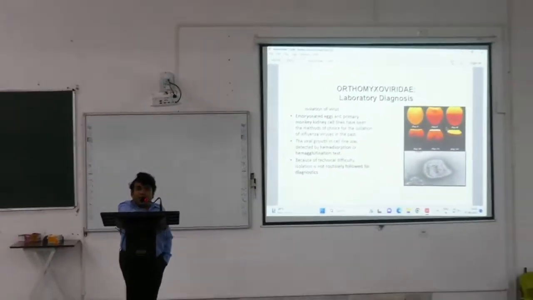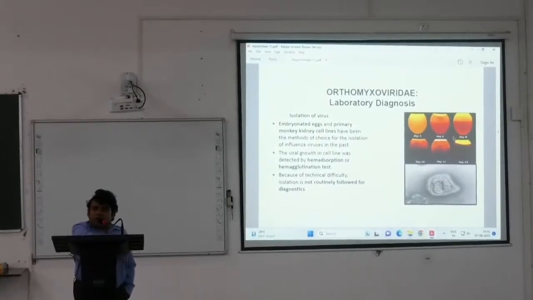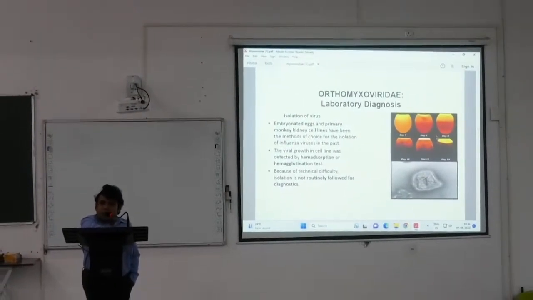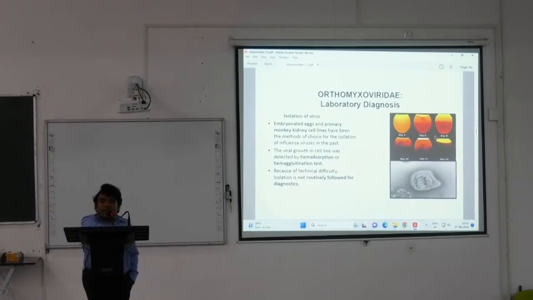Now, earlier the diagnosis was made by inoculating the virus in embryonated eggs or in primary monkey kidney cell lines. I think in pathology you have learned a little bit about cell lines. Cell lines are commonly malignant cells which do not die or they can remain viable for a prolonged period of time.